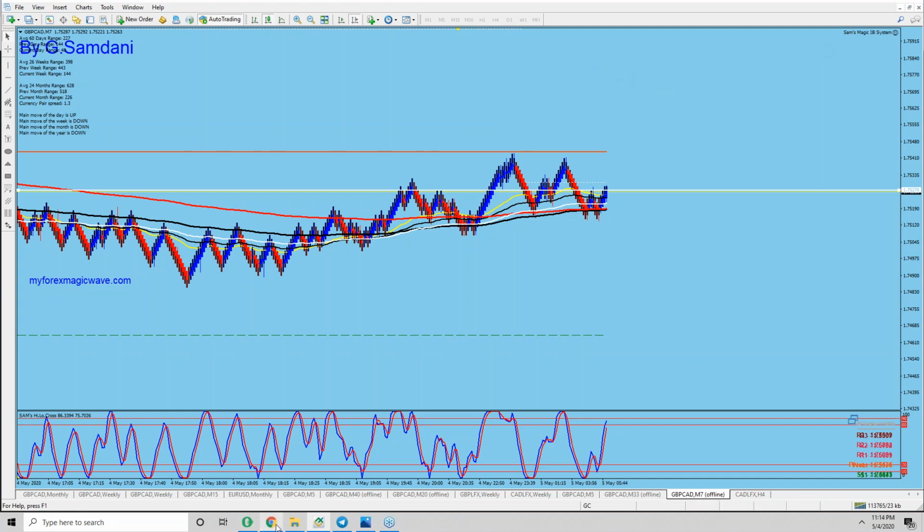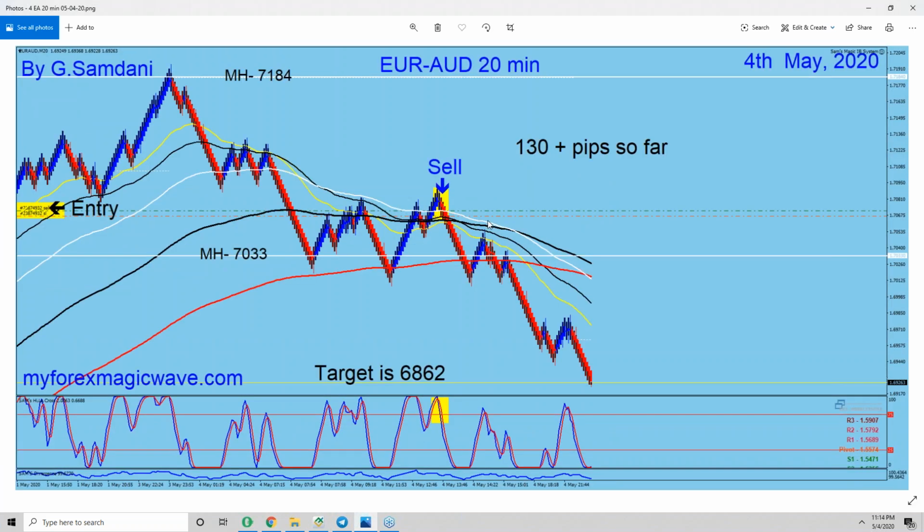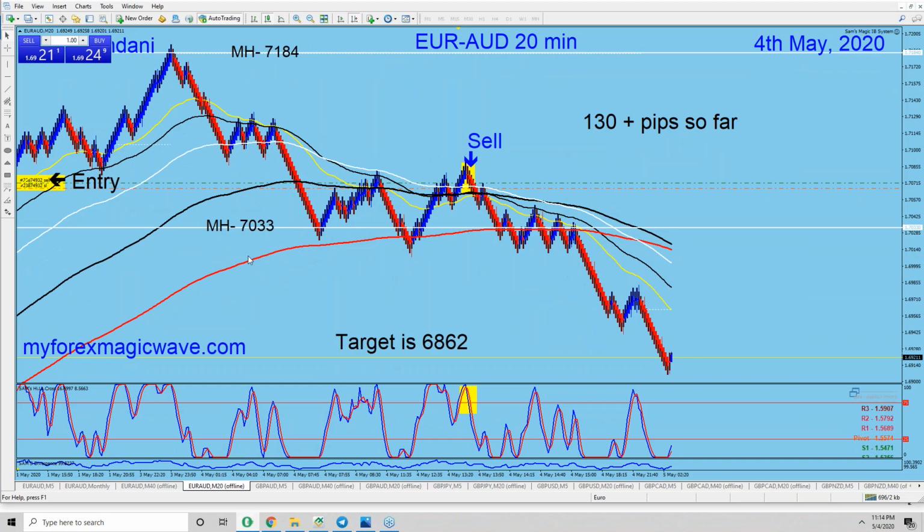I want to show you something else. For example, this trade here. Let me see if I have it live going right now. Yeah, see, this is still live, and it's still going on. You can see the price jumping up and down. This is my sell order. SL moved to break even. I already have 130 pips. Target is 68.62, which is a little bit down there, right? Right now we are at 69.21.